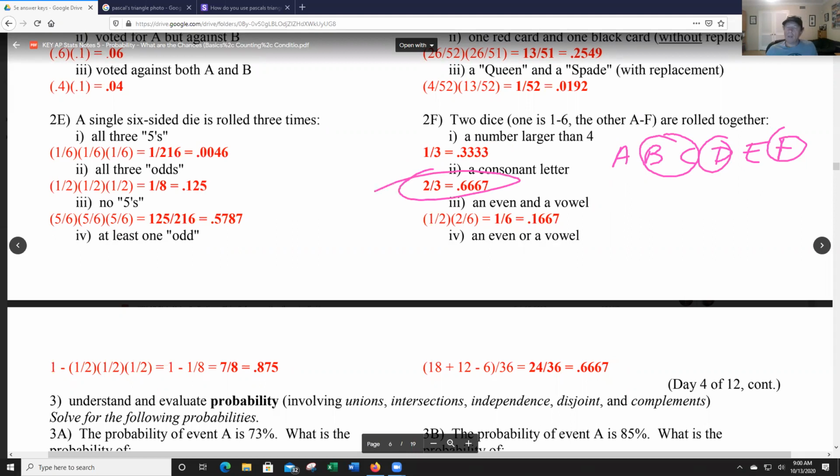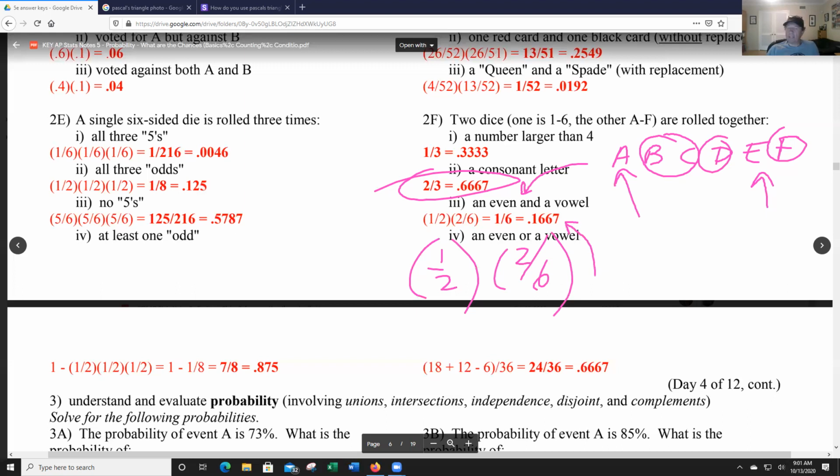All right. Now the next one, an even and a vowel. And is multiplied if the events are independent. These are clearly independent because one die doesn't affect the other one. So an even, which is 2, 4, or 6, is a half chance. And then a vowel is 2 of the 6, A and E, and then there's your answer right there.